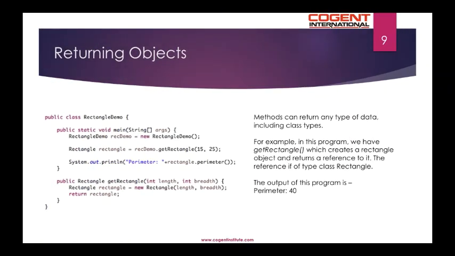Methods can return any type of data, including class types. For example, in this program, we have a getRectangle method, which creates a Rectangle object and returns a reference to it. The reference is of type class Rectangle.